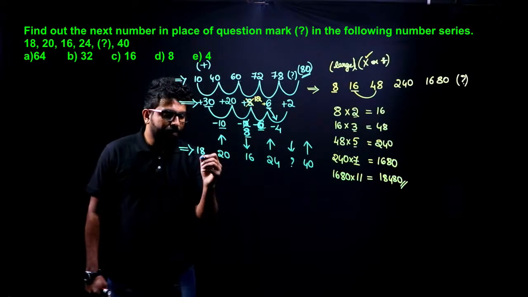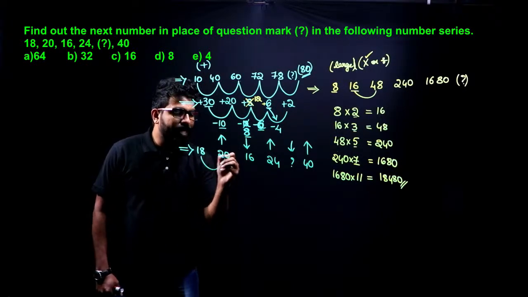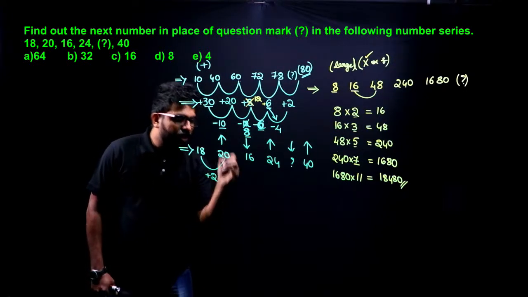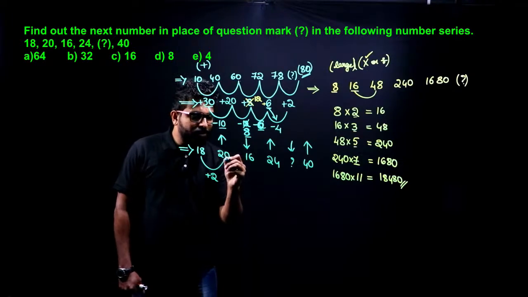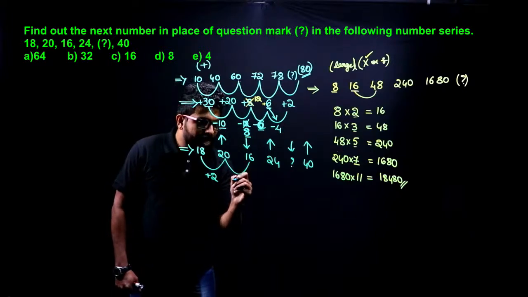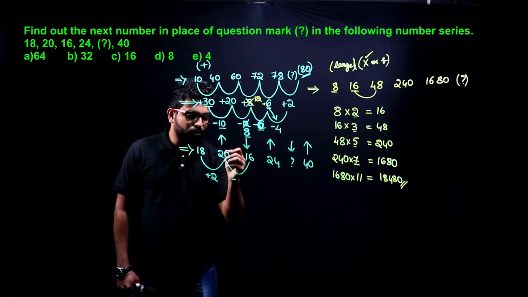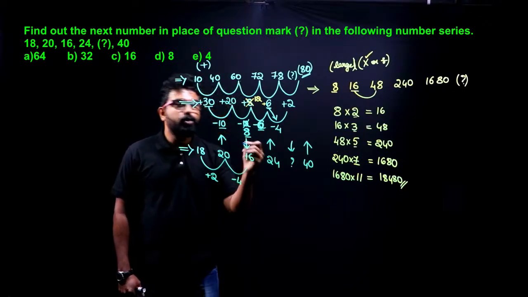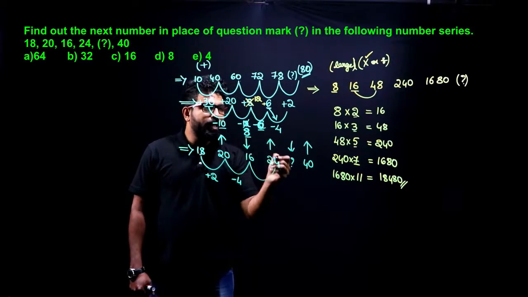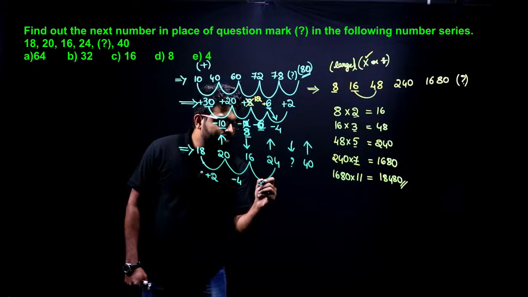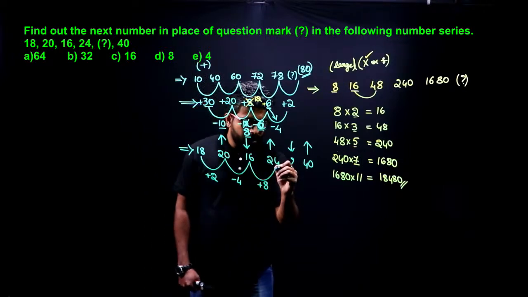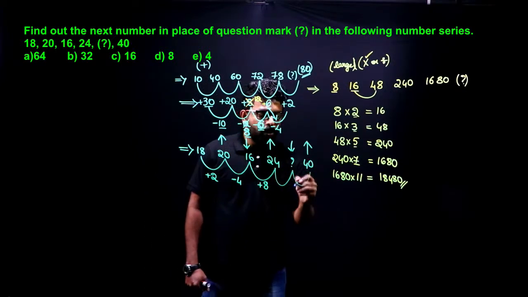So let me start checking here. 18 to 20, if I take the difference, what do I get? My difference here would be 18 plus 2 gives me 20. What about 20 to 16? 20 is decreasing to become 16. So there is subtraction involved here. I need to subtract 4 from 20 to get 16. So 20 minus 4 gives me 16. Now again, 16 is increasing to become 24. There is addition. 16 plus 8 is giving me 24. Here again, I will not know the difference.